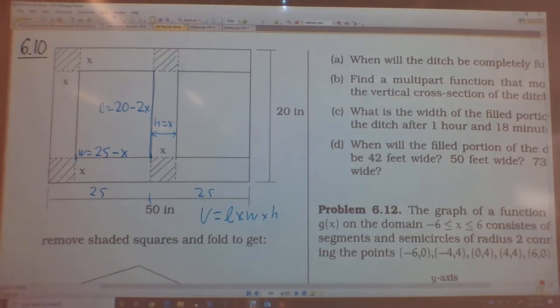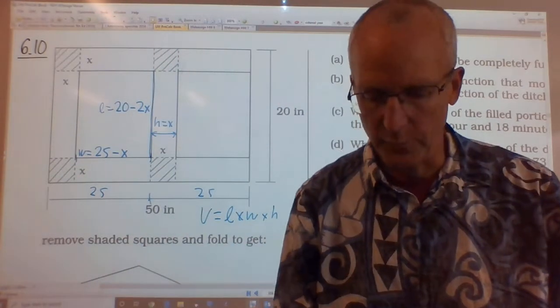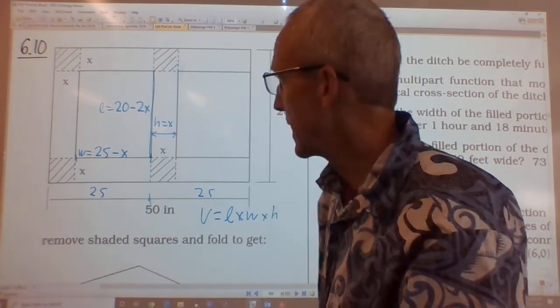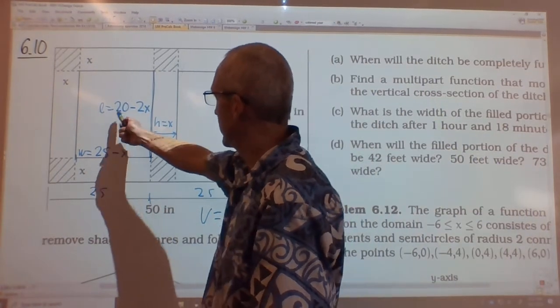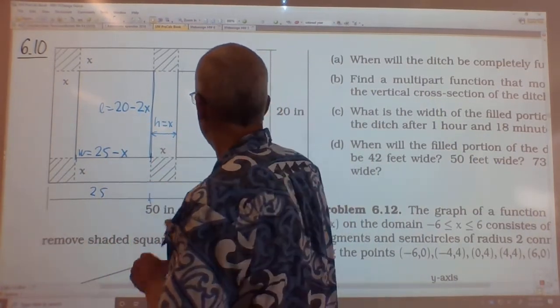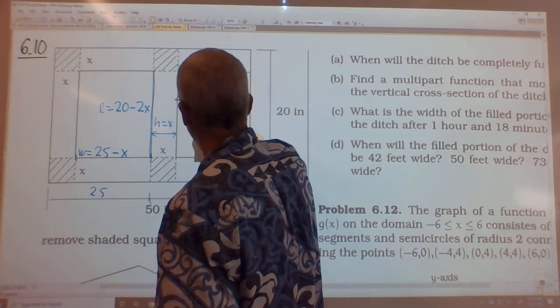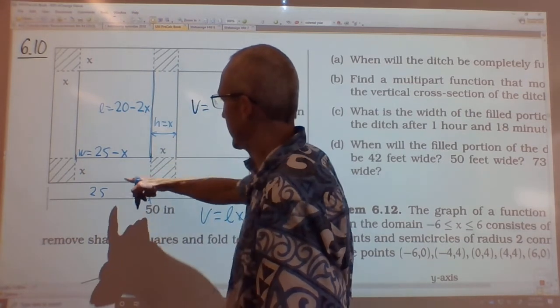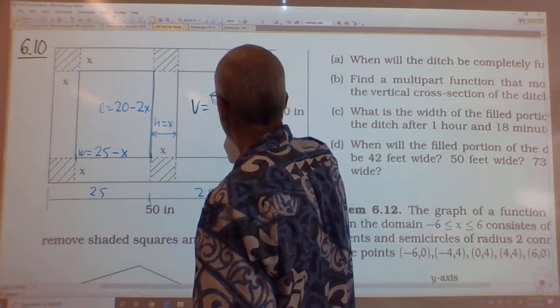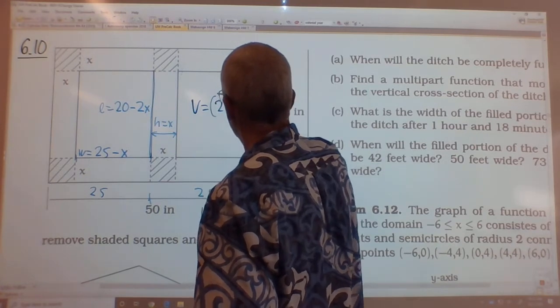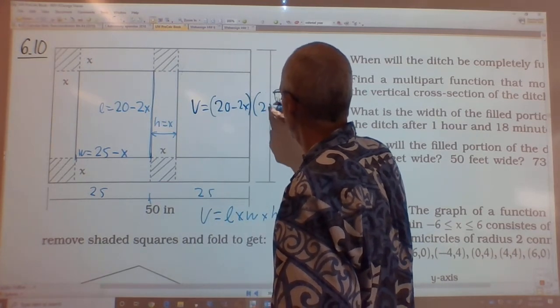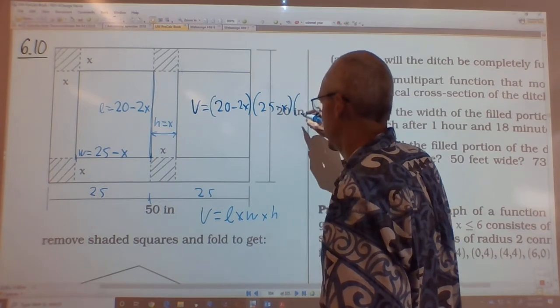So we just multiply all those three things together and then we get the volume of the box. The volume is length times width times height: 20 minus 2x times 25 minus x times x.